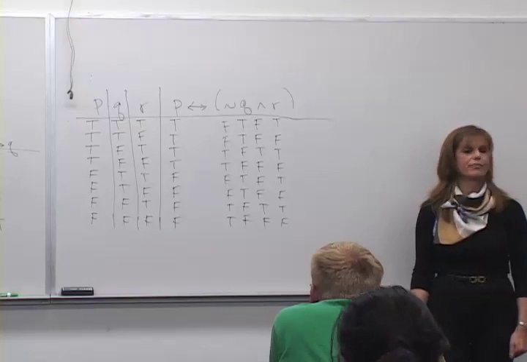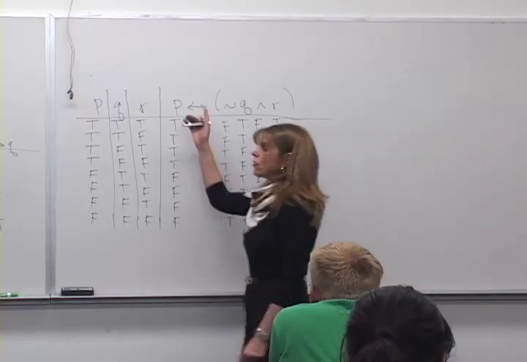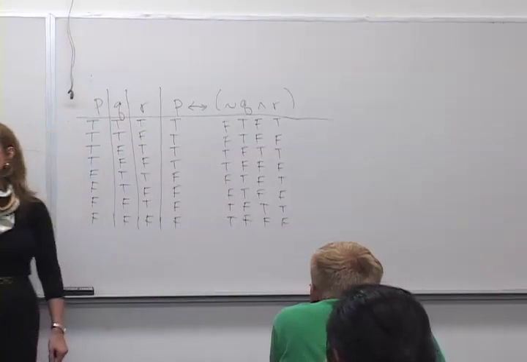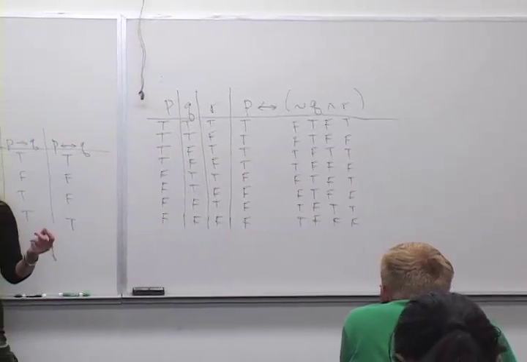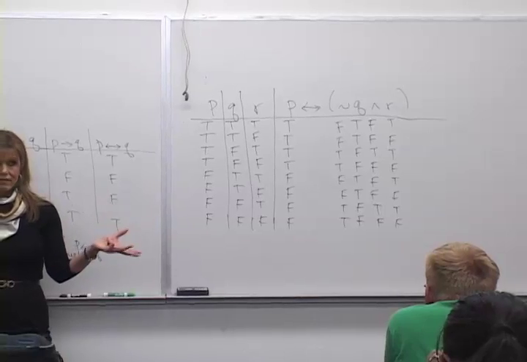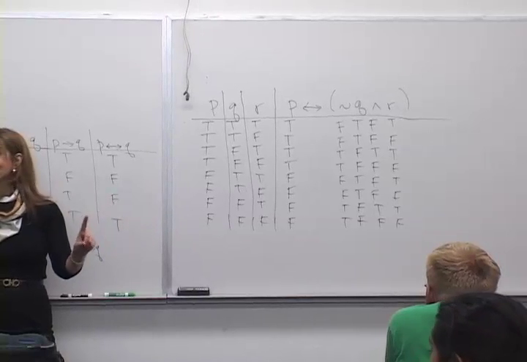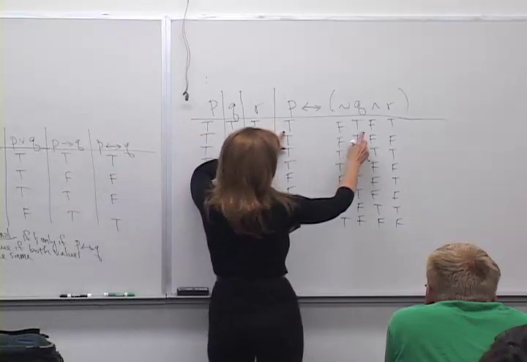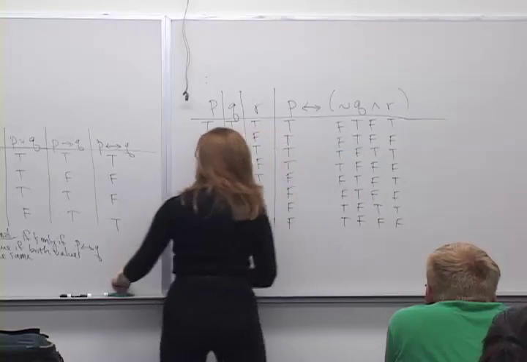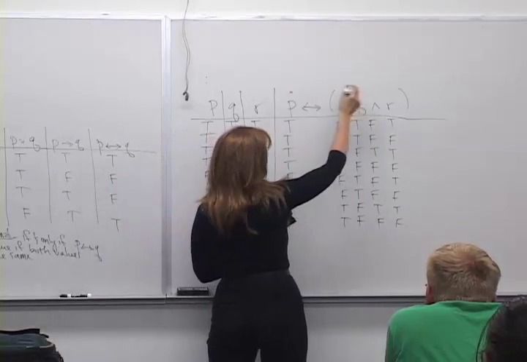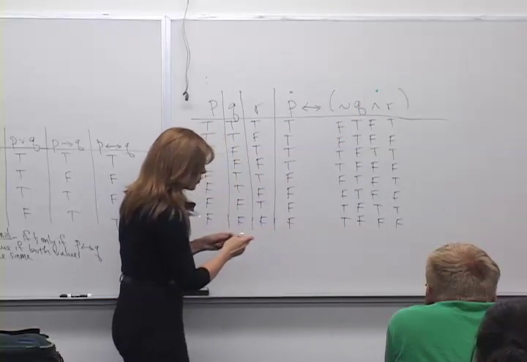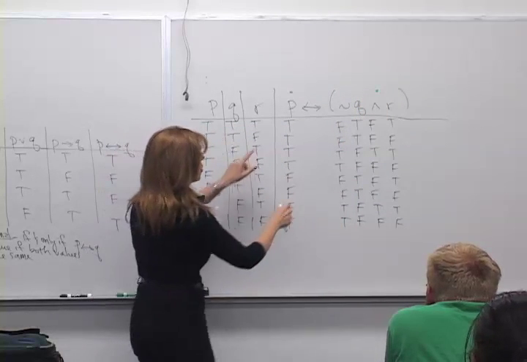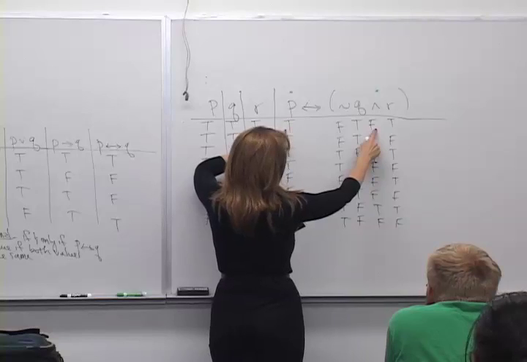Now, the rule of the biconditional says it is true if both values are the same, both true or both false. So here we have true and we have, now remember, these are the values we're looking at. We're looking at P and we're looking at the last operation we did inside the parentheses. So here we have true and false.